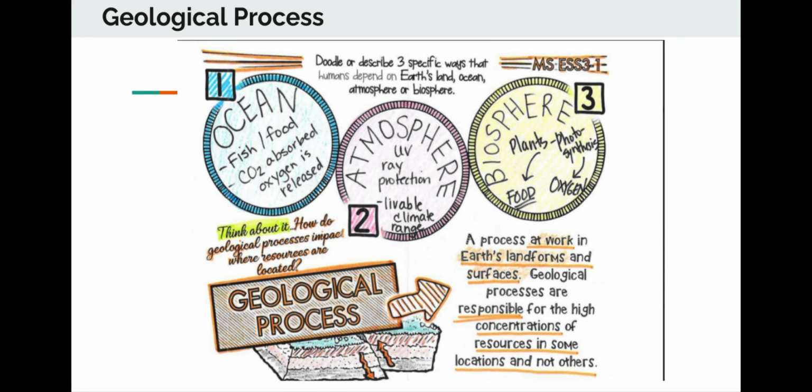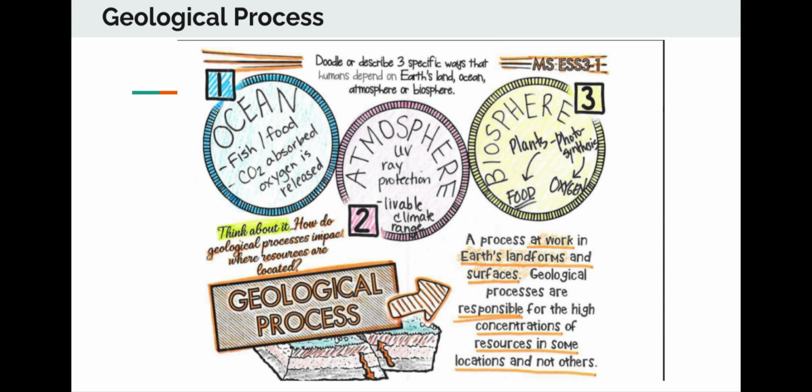So everything that we've talked about so far is non-renewable resources, right? These are things that are going to take a long time to either create again, or they will never be created again. But a geological process is a process at work in Earth's landforms and surfaces. Geological processes are responsible for high concentrations of resources in some locations and not a lot in others. So these processes basically work to create pockets of a specific resource.